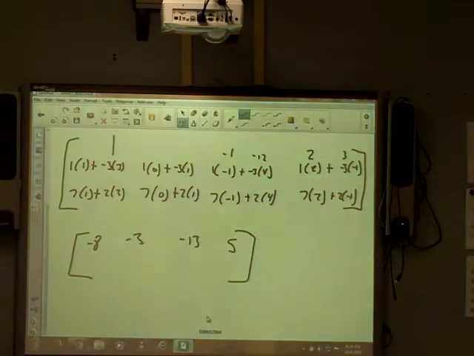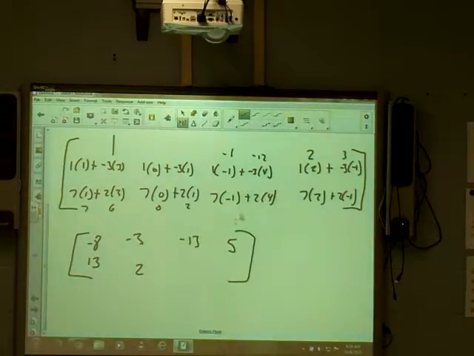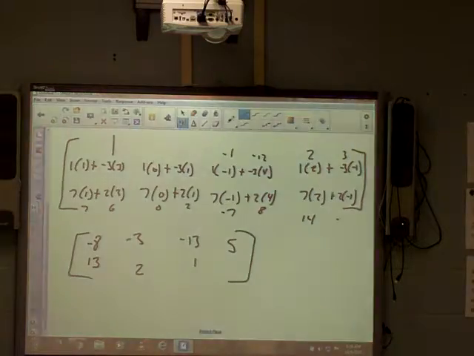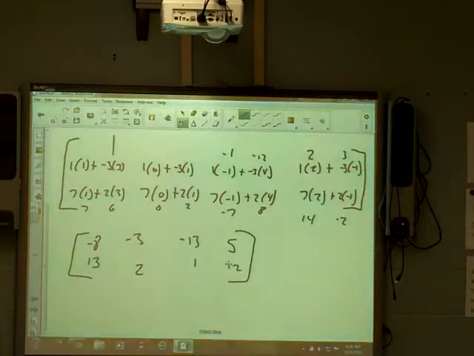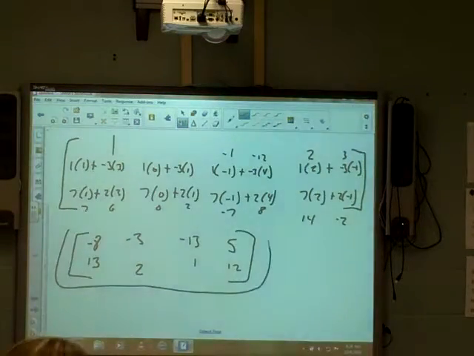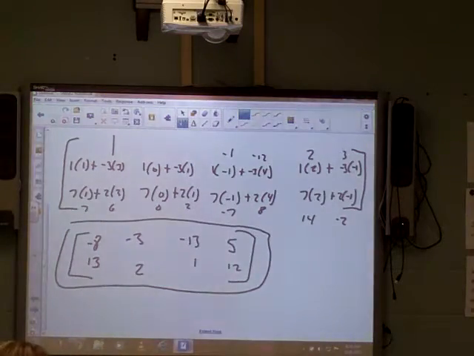Second row. 7 times 1, 2 times 3. I add those, that's 13. 7 times 0, 2 times 1, I add those, and that's 2. 7 times negative 1, 2 times 4, I add those, and that's 1. 7 times 2, 2 times negative 1, I add those, and that's 12. So that would be my answer.